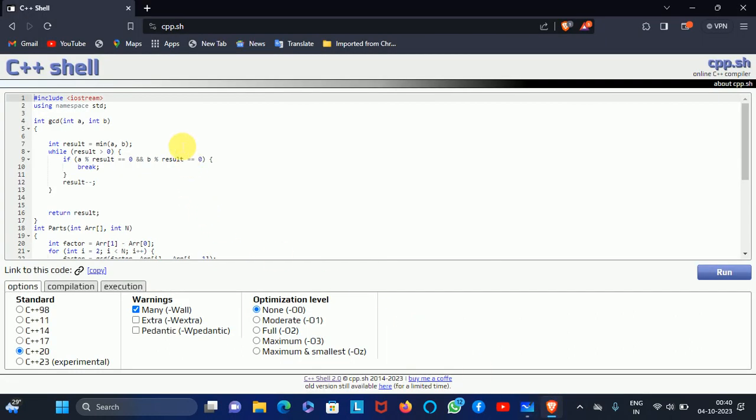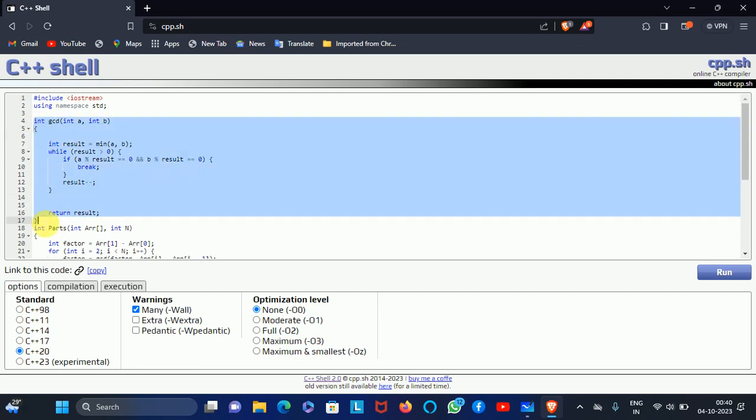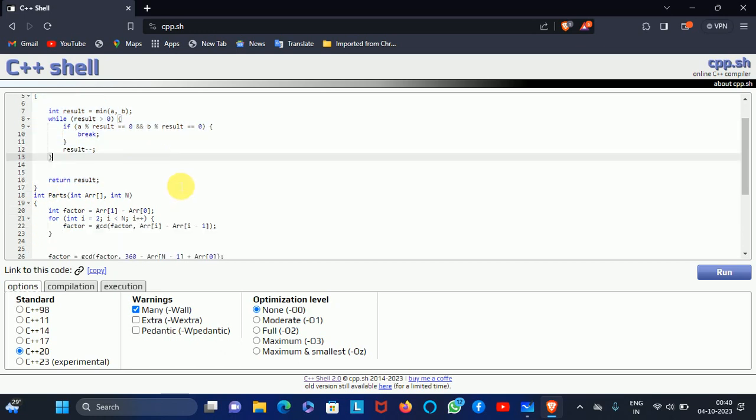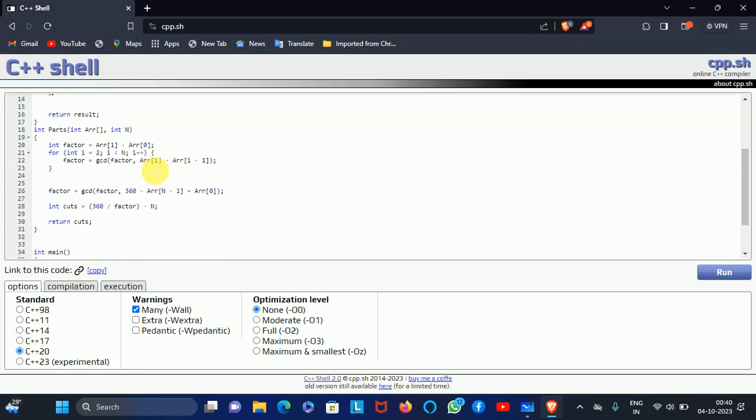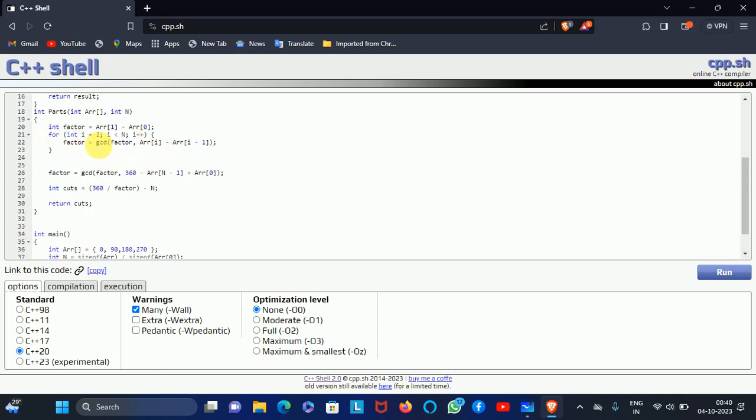I have already written the code. This is a function for finding the GCD of any number, which is easy. You can see the main thing is here. I have used the same approach. We are given an array and n.